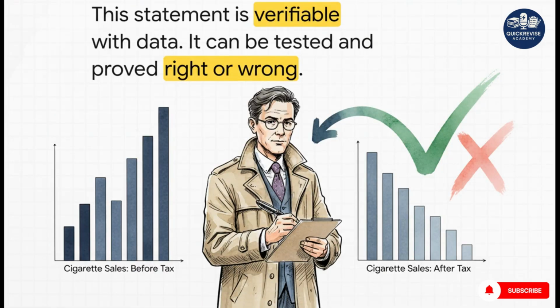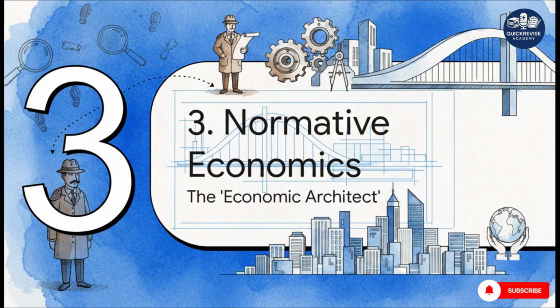And here's the key test for a detective. We can actually verify this. We can go out, collect sales data before and after a tax hike, and see what happened. We can prove the statement either right or wrong. And that is the hallmark of positive economics. Okay, time to switch gears.